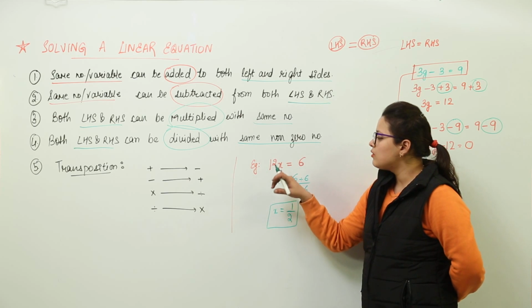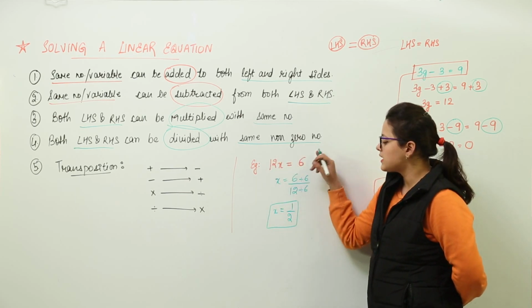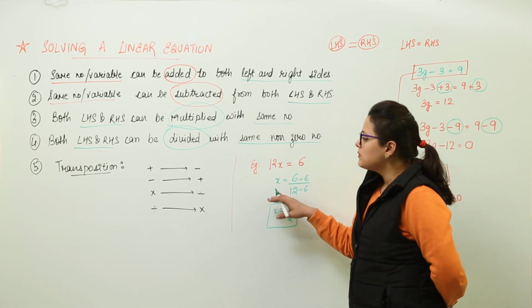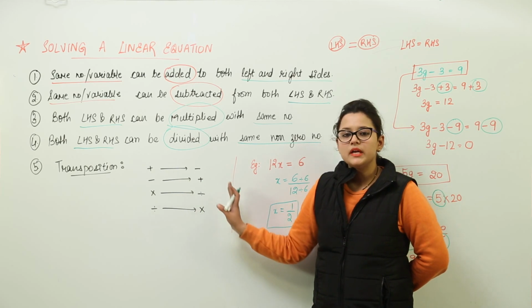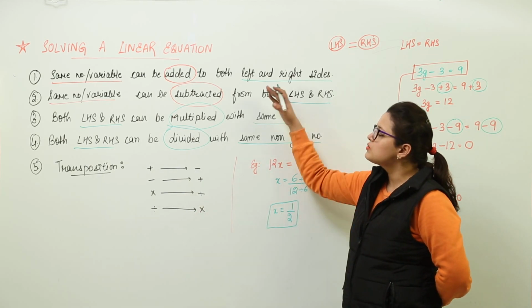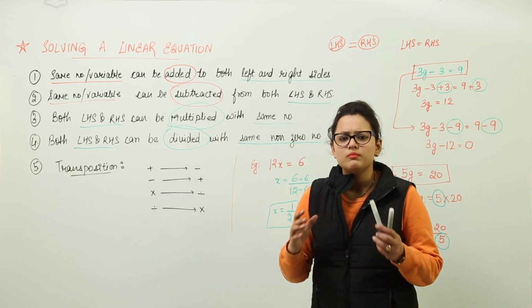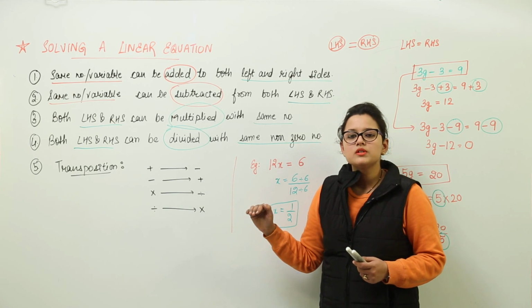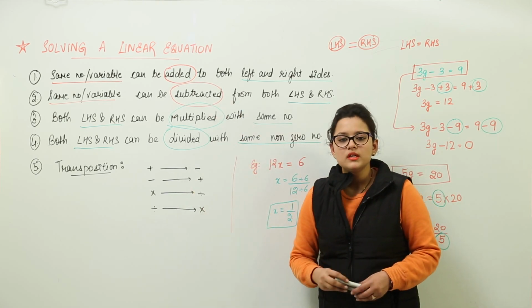You can put the value of 1 by 2 here and check whether the left hand side is coming equal to the right hand side or not, right? Similarly, you can have so many other examples where your terms will be getting transposed. So you can either use this method or you can apply all these rules. There is no such method by which you have to solve linear equations, but you have all these rules to be applied while solving the equations.